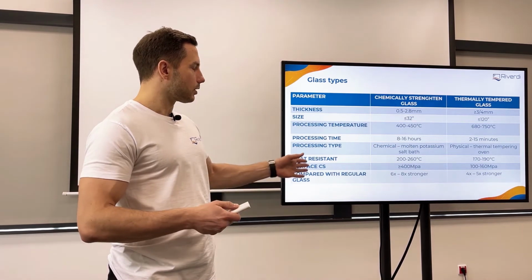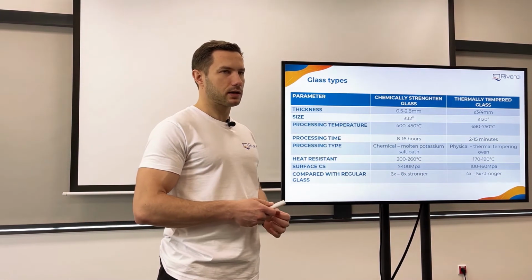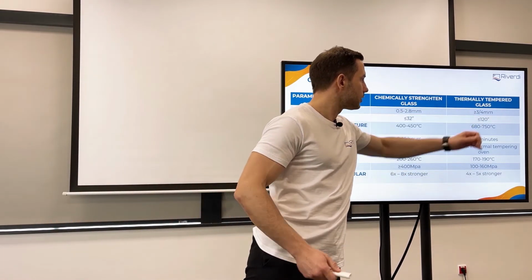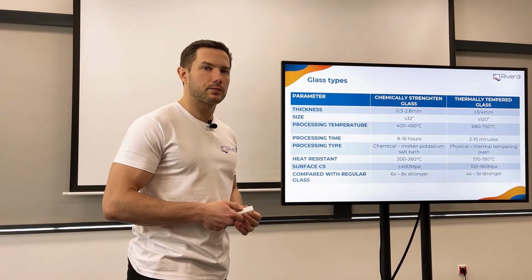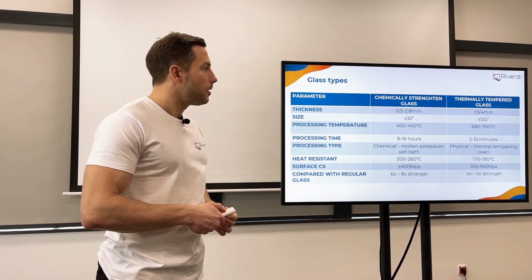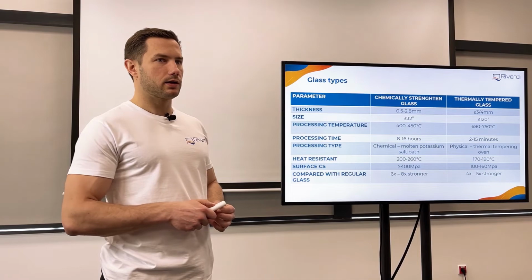But we still use it. And why do we use it? Because thermally tempered glass we cannot use in a thin glass. So as you can see here, the thinnest glass that we can thermally temper will be like 3 millimeter, and actually 4 millimeter is the best to start. In some cases we can do 3 millimeter.